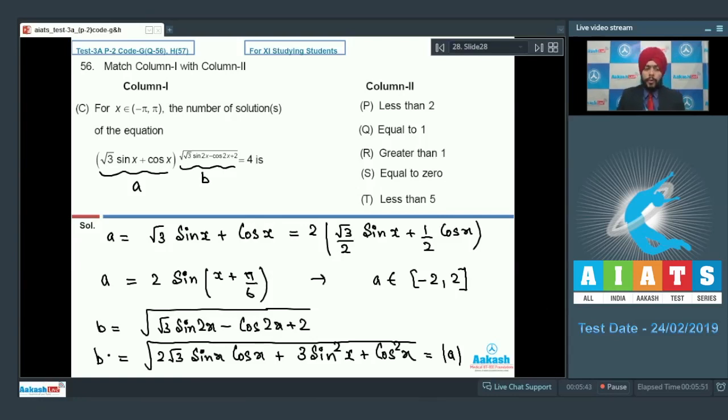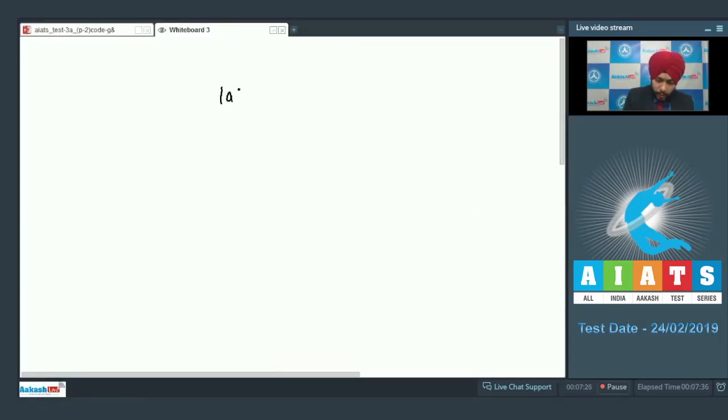A belongs to minus 2 to 2. A power B is equal to 4. So only possibility is A equals 2. Okay. So if A is equal to 2. So students, this is ultimately equal to mod A and we have A power B equals 4. That means mod A is equal to 2. Because 2 raised to power 2 is also 4. Minus 2 raised to power 2 is also 4. So solving mod A is equal to 2. I have sine of x plus pi by 6 mod is equal to 1.